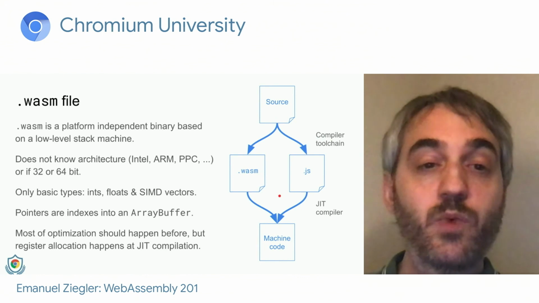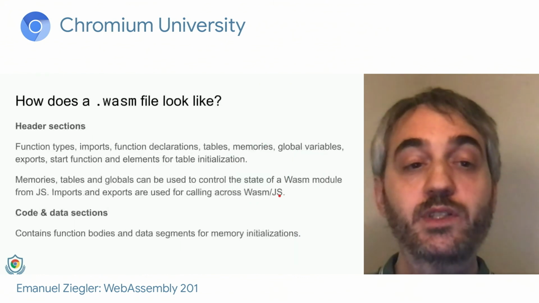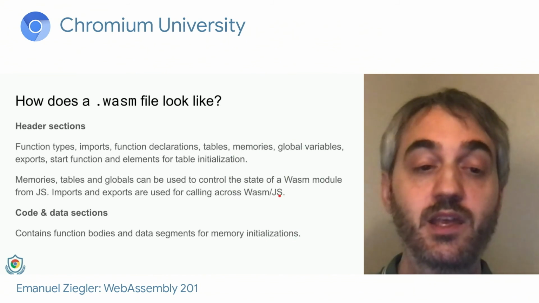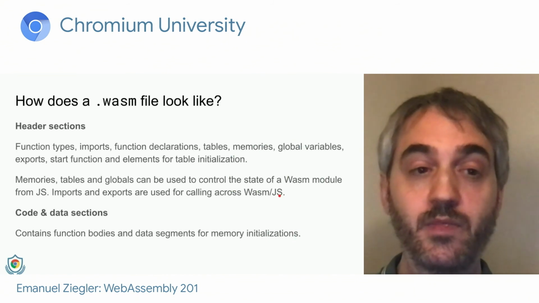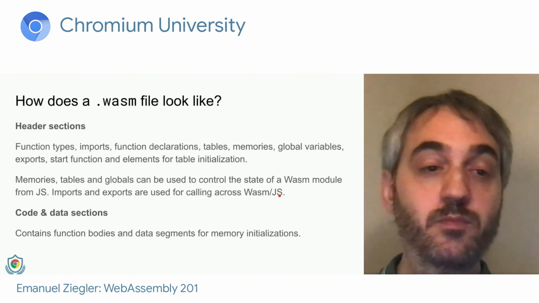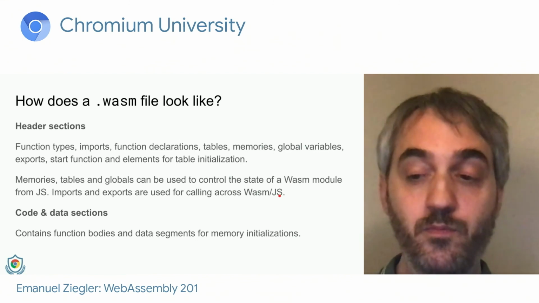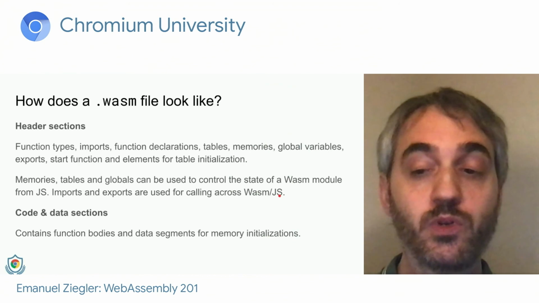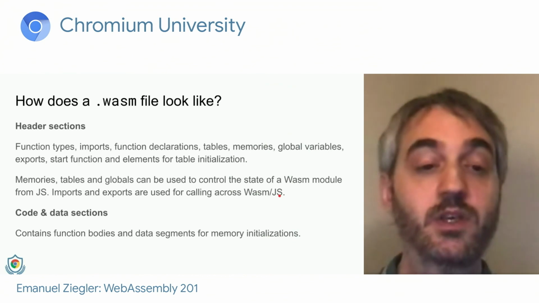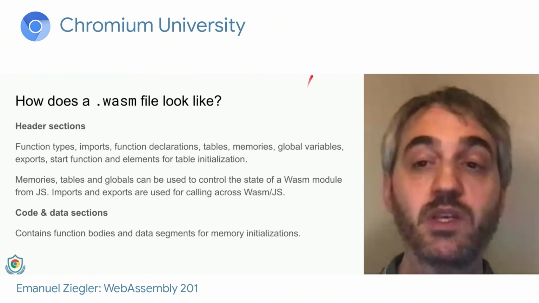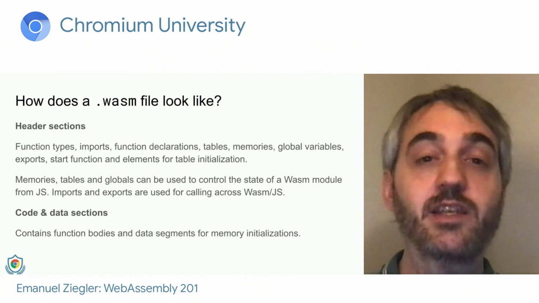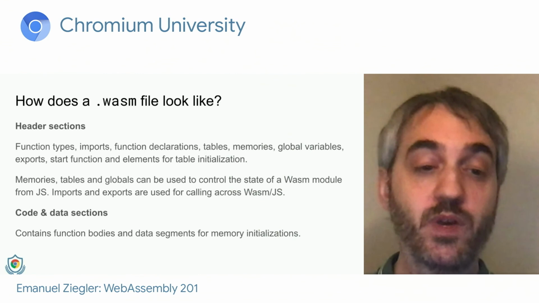So what does a wasm file look like? A wasm file mostly splits into two main parts. There are the header sections, and there are the code and data sections. The header sections define basically everything that the module needs to expose to the outside world, so the embedder, in this case, that's obviously JavaScript. And the data section contains the meaty bits. So these are the parts that likely make up most of your wasm file.